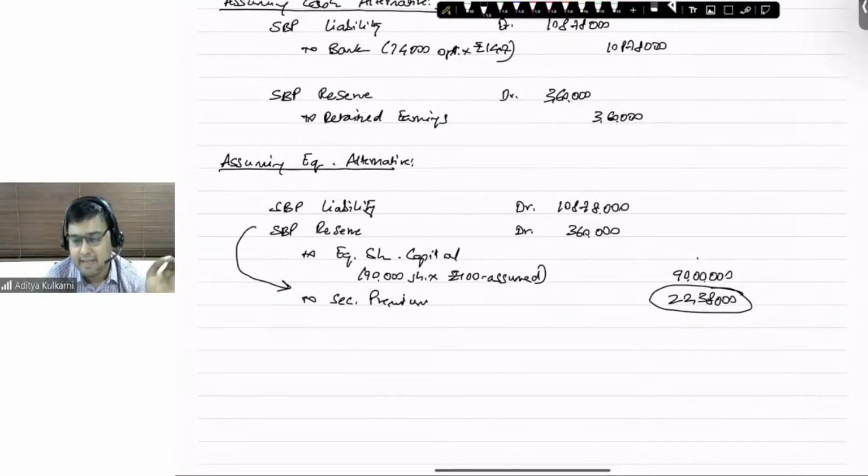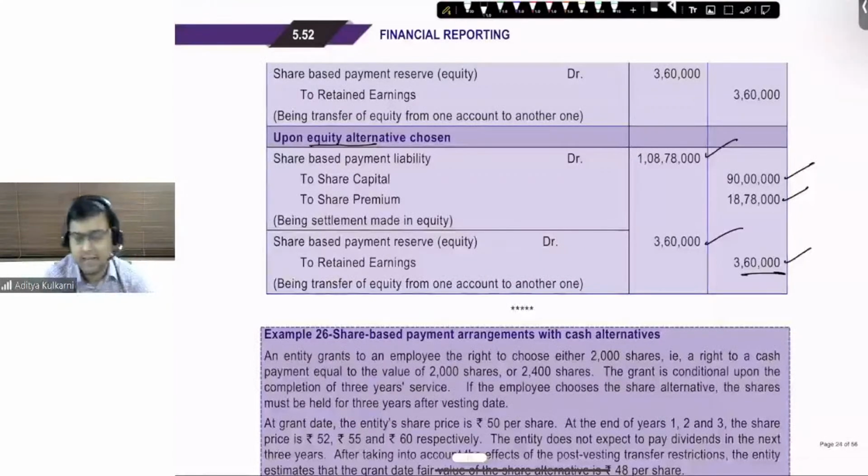Instead, if he looks at this entry, he will come to know that the equity alternative was exercised and therefore entirely the SBP reserve account also has been added to securities premium. There is no lapsing of the options that has happened. So only for that limited perspective, this answer is slightly different as compared to what is there in the study module. But again, I repeat, study module answer is not wrong.